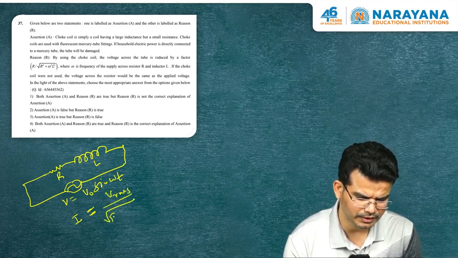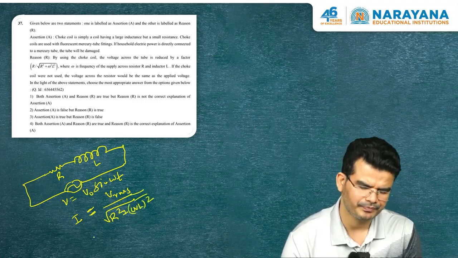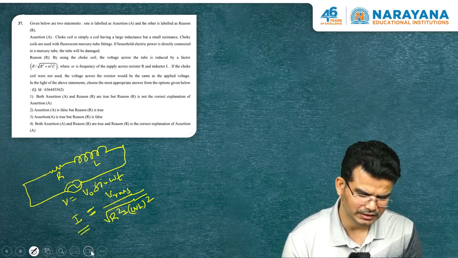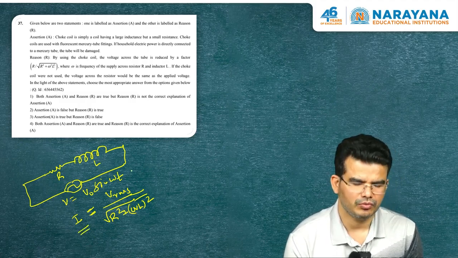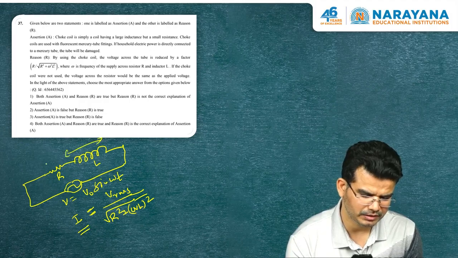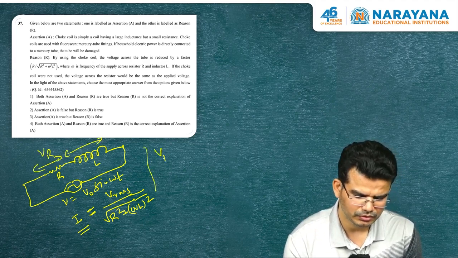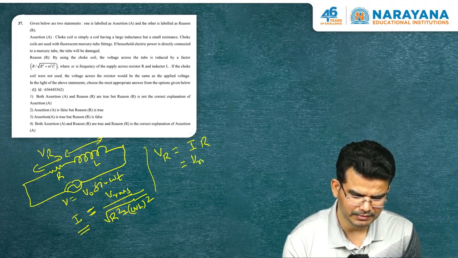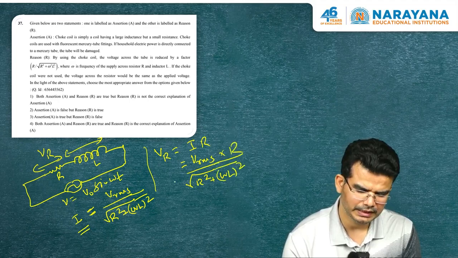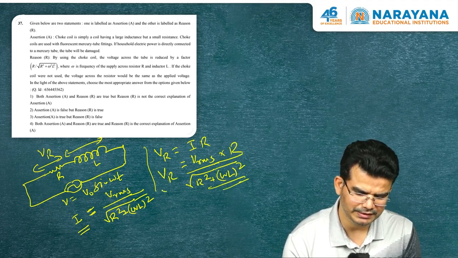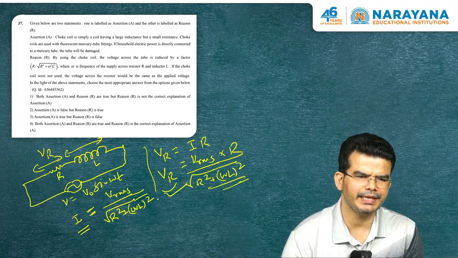Z will be how much? Root over R square plus omega L whole square. This is the reactance. Because of this, if this is I, what is the voltage drop across this mercury? Let us say the resistor is mercury, VR. So, what is VR? VR equal to I into R. I is V RMS upon root over R square plus omega L whole square, into R. So, you can say this much is the voltage drop across this resistor. Resistor is our mercury tube.